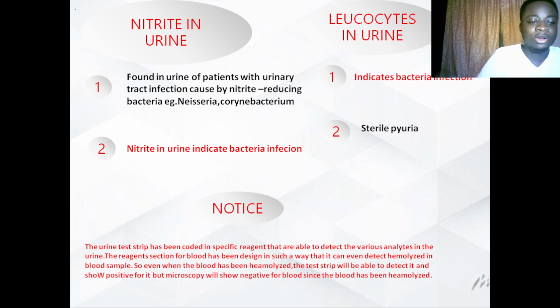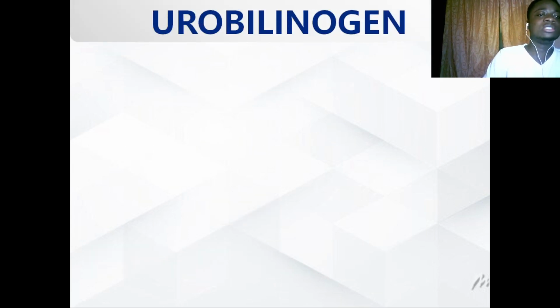But when you do the microscopic analysis, you may not see blood cells. So some people do urinalysis, the test strip is positive for blood, but when they view it under the microscope, they won't see anything. They'll be like, wow, why? So always remember that the test strip has specific regions, and they're able to detect various analytes, even if the blood cells are hemolyzed. Take note of that. So, urobilinogen.